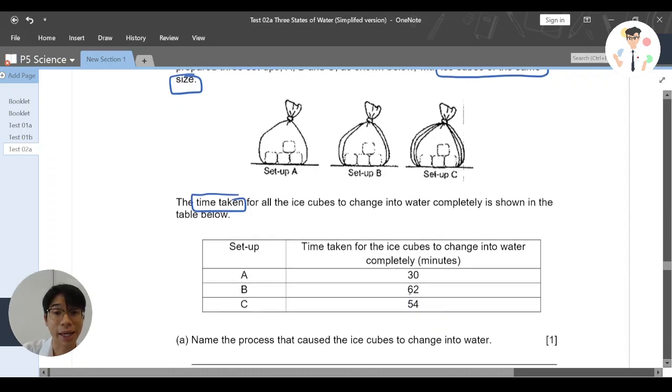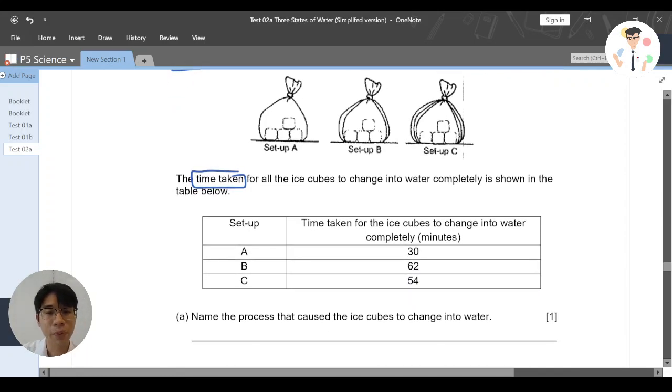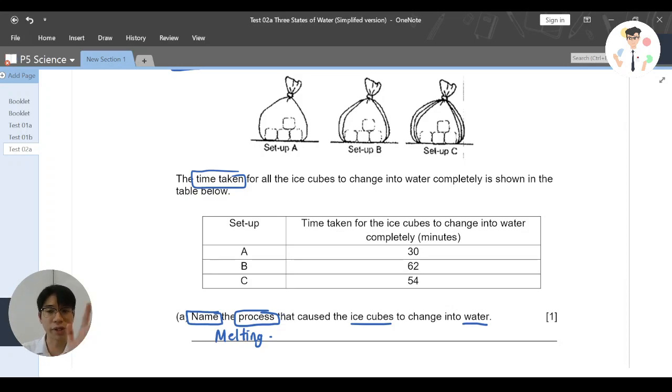Now, let's look at A. Name the process. The way they ask you to name the process, you are just supposed to tell me the name of the process. Ice cube becomes water. That is melting. Please just write the word melting, that is good enough. You don't need to tell me the process that caused the ice cube to change into water is melting. Melting, straight to the point, because they ask you just to name.